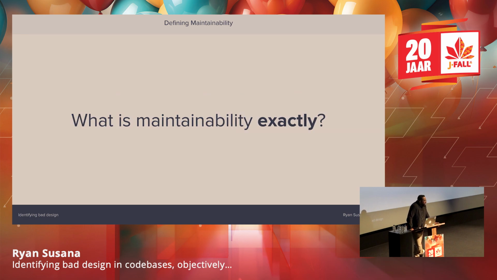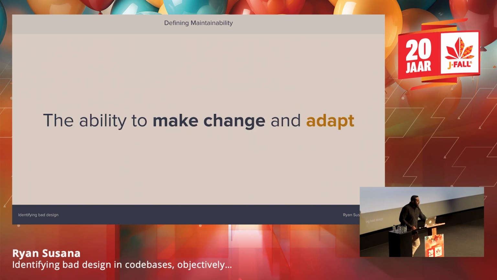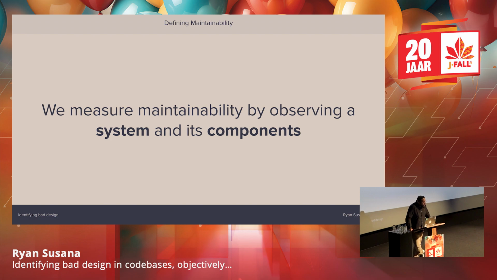And what is this maintainability exactly? So the best definition I got on this was the ISO 25010 standard. I know it's a lot of words. You can take a picture of it if you want to. I'm not going to reread the sentence. I like to simplify it a bit. And maintainability, to me at least, is the ability for a software system to change and to adapt to changes around itself, right? And we measure maintainability by observing a system and its components.